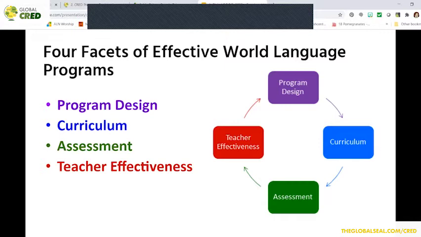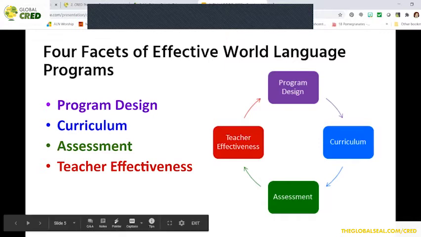Are we going to develop it? Are we going to purchase it? Are we going to use a hybrid of both? What are those things going to consist of? Where will we find it? How will we vet it? All of those things are things that need to be considered.